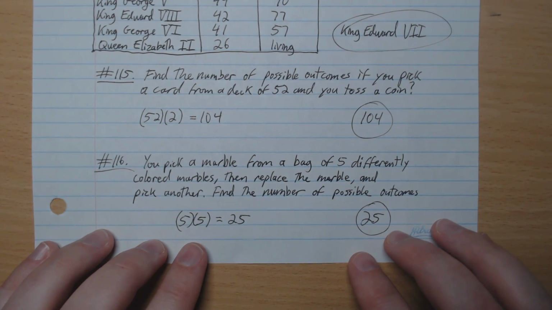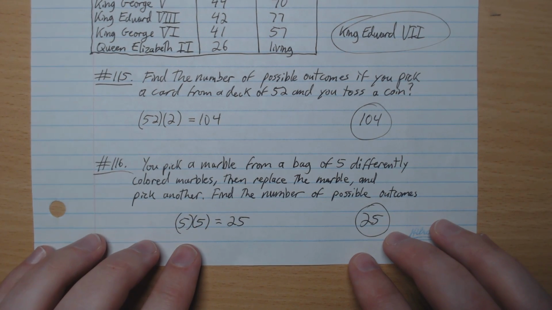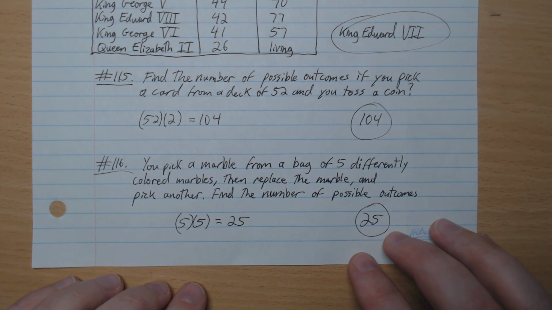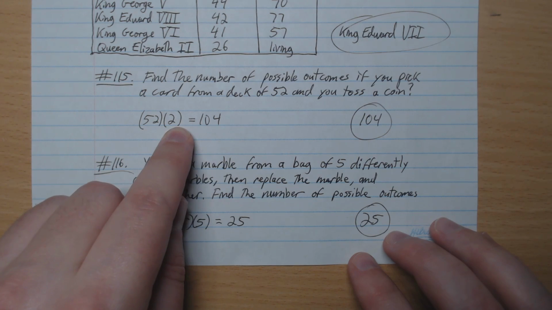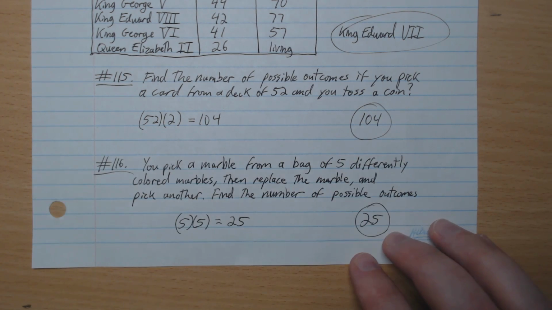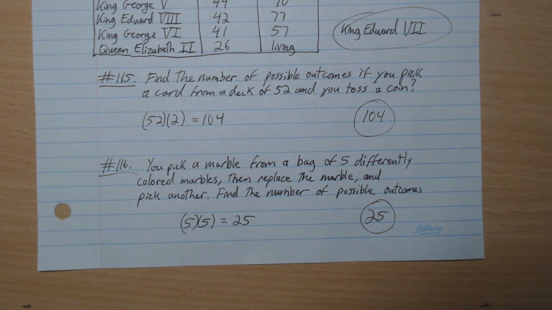115. Find the number of possible outcomes if you pick a card from a deck of 52 and you toss a coin. Well, there's 52 cards, and heads or tails, which is 2 outcomes. So we multiply that. 104 are the number of possible outcomes.